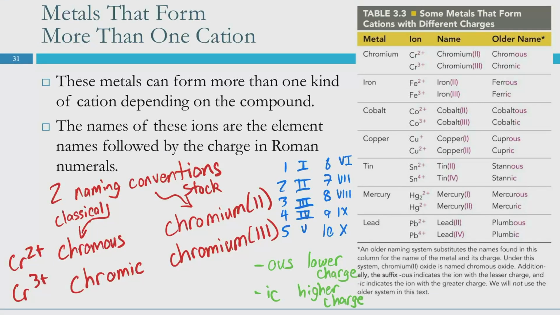Questions about these metals that form more than one cation?